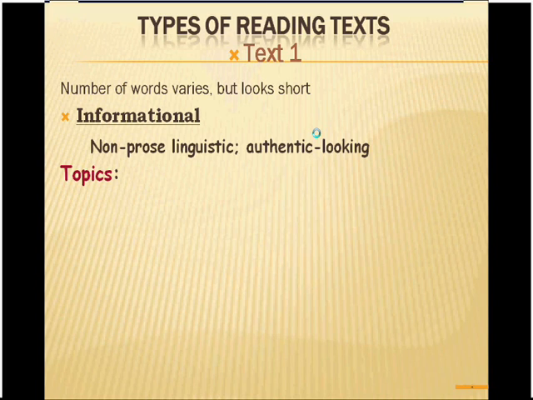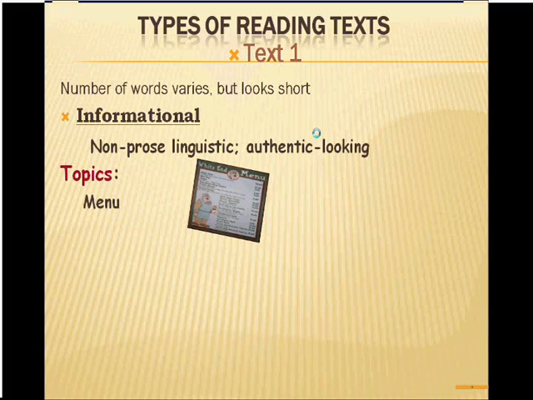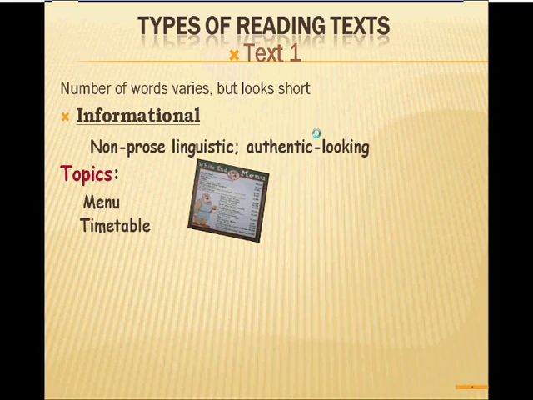The topics are menu, and this is the menu. This is the real menu. When you order food in a restaurant, you can find such kind of menus where you have all the types of food, also the prices, and some very nice pictures on it. Timetable, and I think all of you know what a timetable is. It deals with giving times in, let's say, a bus station or a plane or in our schools.